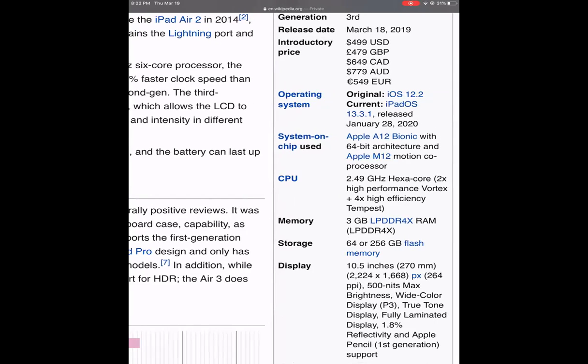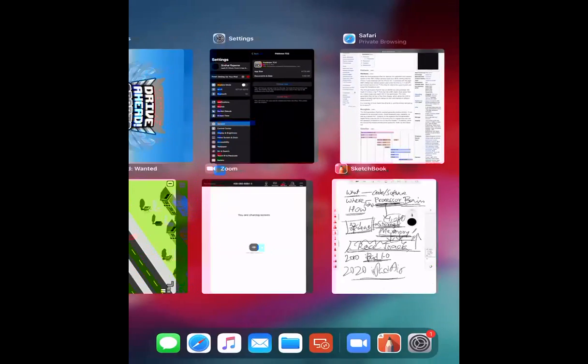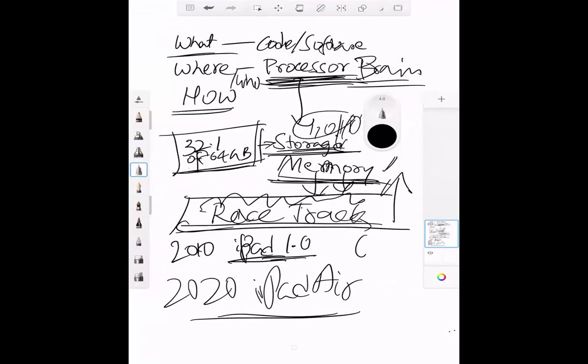Anybody know what hexa is? If dual is 2, try 6. Hexa is 6, which means this iPad that I'm holding right now has not 1, not 2, but 6 brains. Oh my God, it has 6 brains. Just imagine what you could do with 6 brains. Now it's a no-brainer, pun intended. 6 brains in this guy. This guy probably had only 1 brain, the iPad Air from 2019 actually.